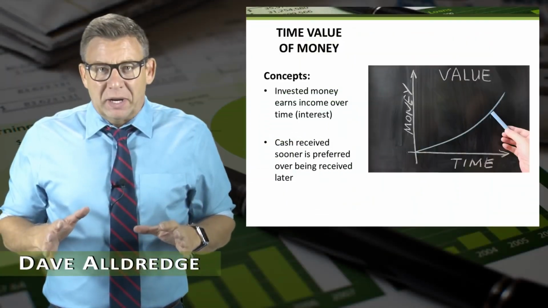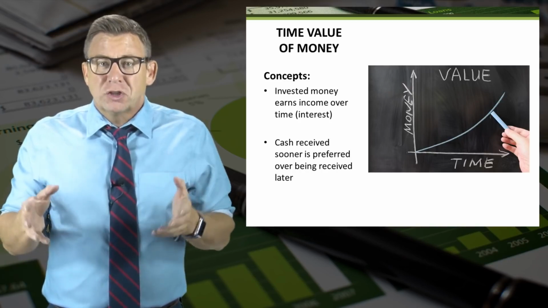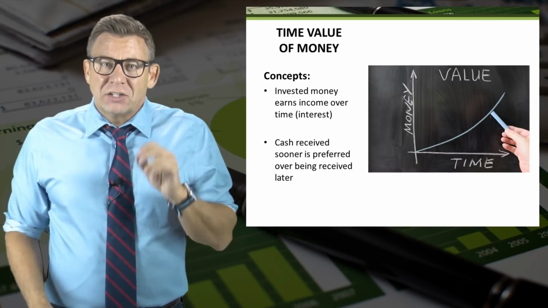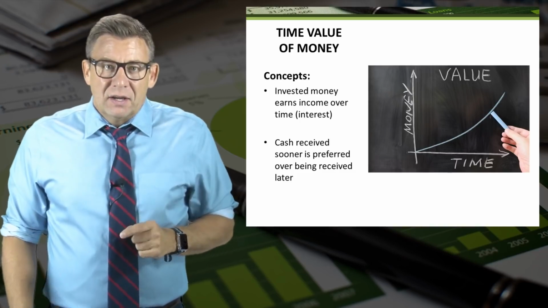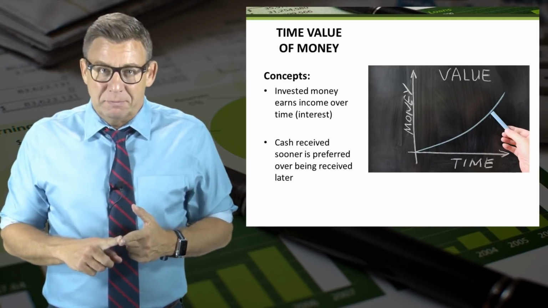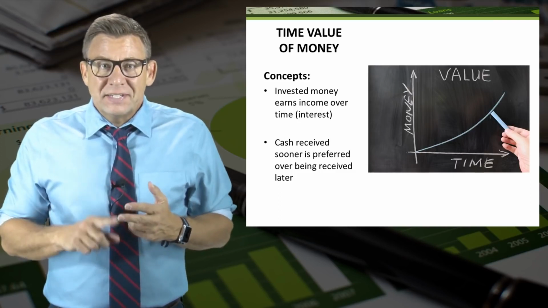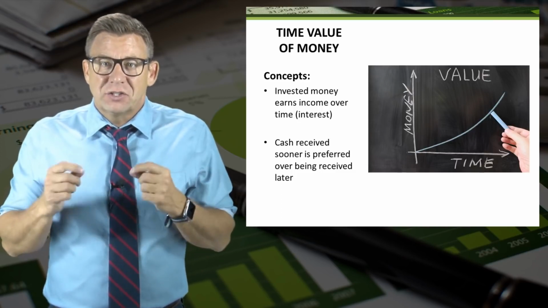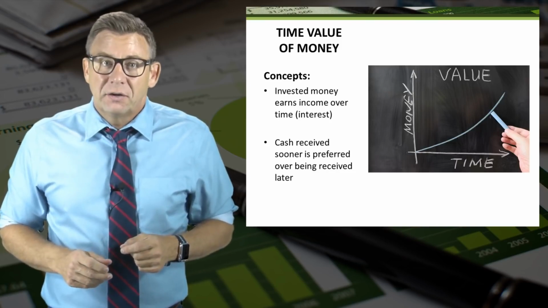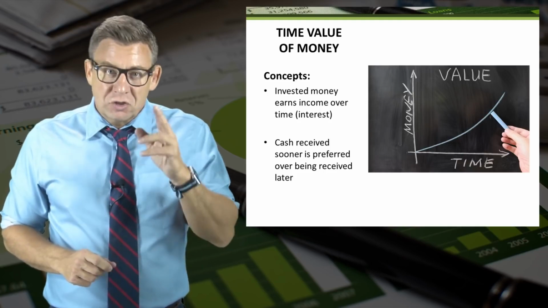The time value of money simply means that the value of money, i.e. purchasing power, changes over time. It is based on two fundamental ideas. The first is that invested money earns income over time. We call this interest usually. The second is that cash received sooner is preferred over cash received later. Let's dive into both of these concepts, starting with interest.